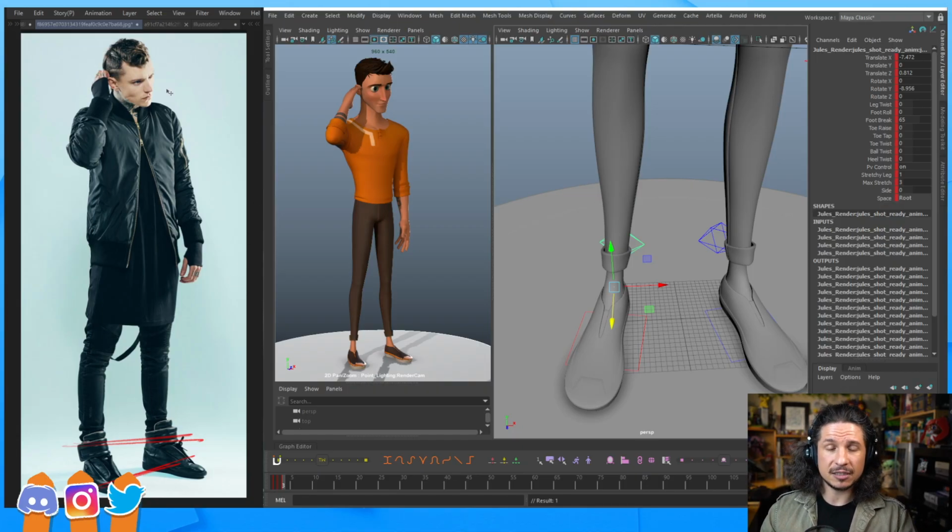The program that I'm using to draw is Clip Studio Paint. The one that I'm using with the 3D rig is Maya. I just bumped them side by side.